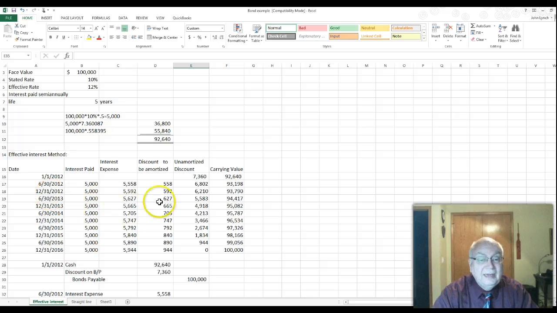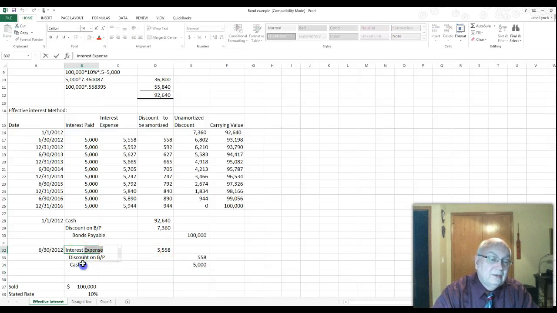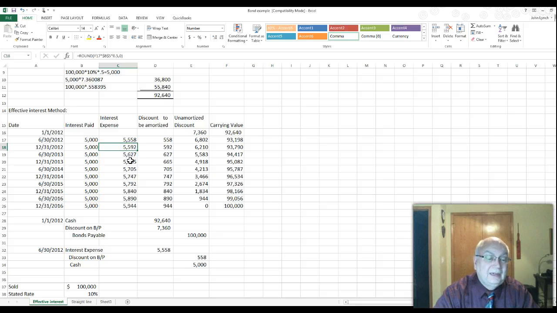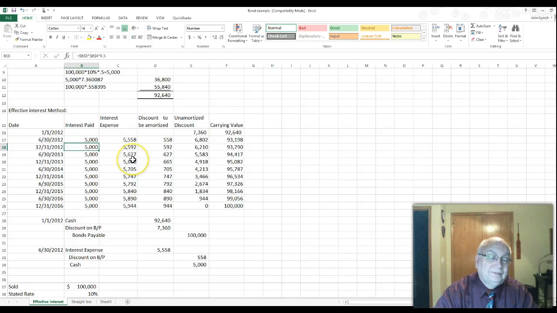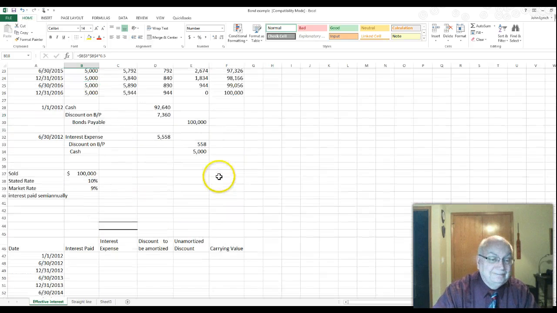That's how you calculate your tables. It's semi-annual, and this is your entries for this part of it. These entries here would just continue over and over again. You just simply work your way down the list. Like in 1231, interest expense would be 5,592, discount is 592, and cash is 5,000. So you just continue down, and when you finish up, everybody's happy.